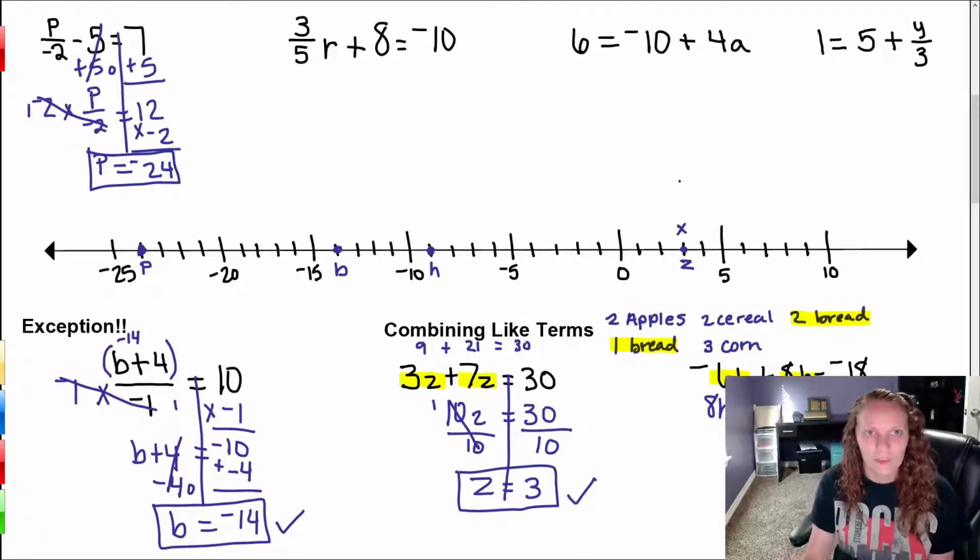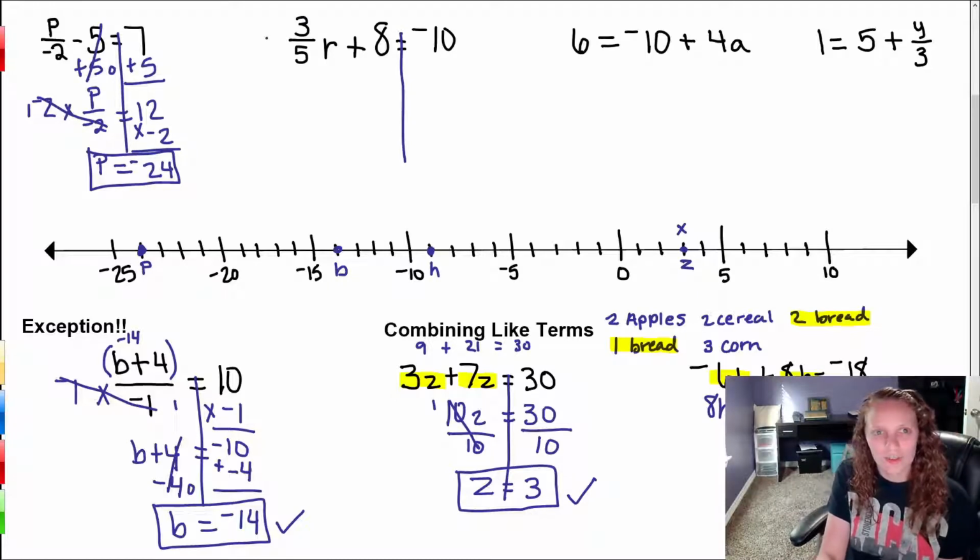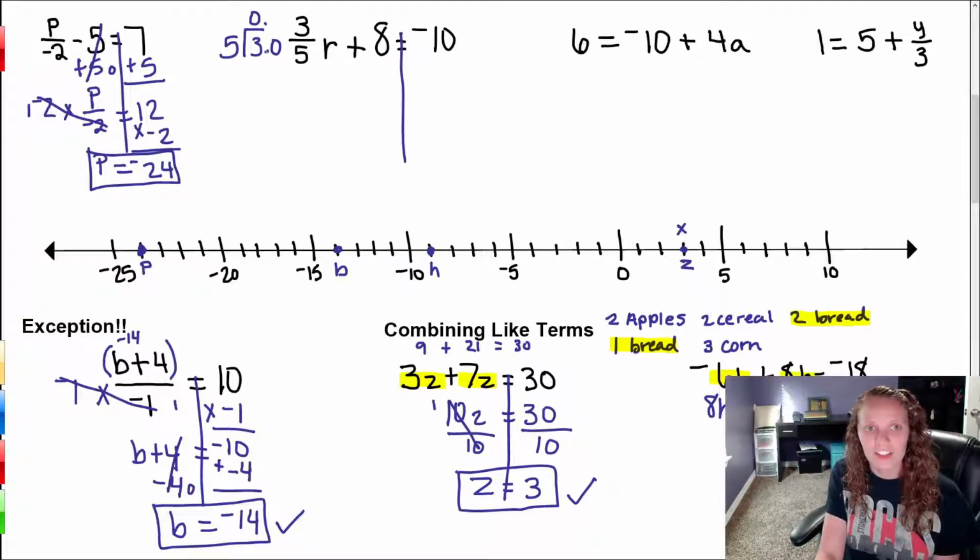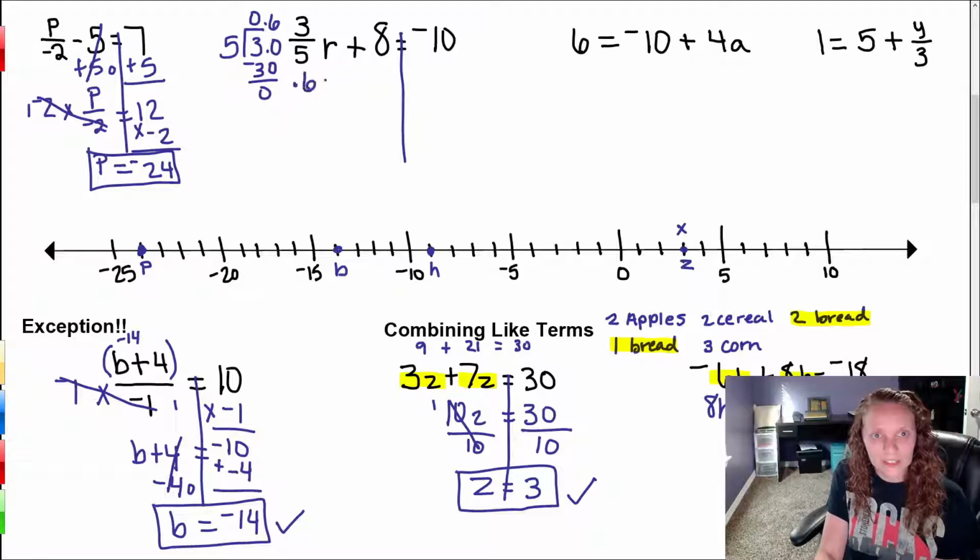Okay, let's try another one. 3/5 r plus 8 equals negative 10. Now, if that fraction confuses you, you can always change this to a decimal. If you want to do that, first in, last out. 5 doesn't go into 3, so we add a 0 and a decimal, and make that 30. 5 goes into 30 6 times, and 5 times 6 is 30. So this is now 0.6 r plus 8 equals negative 10.